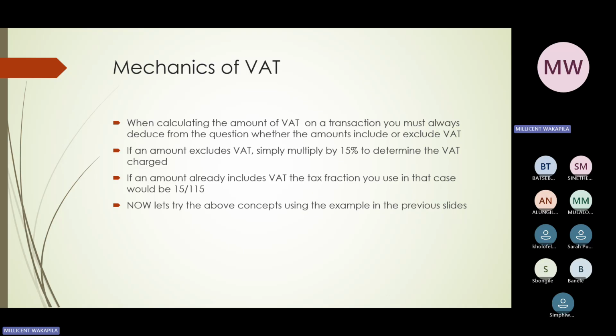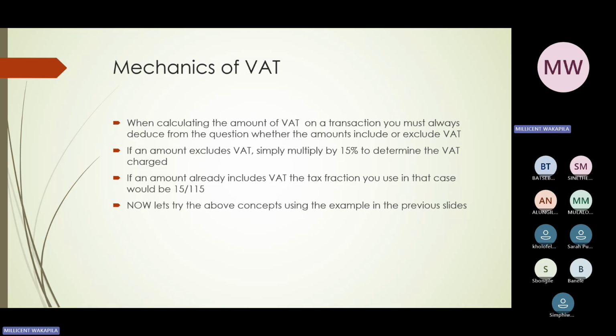If an amount excludes VAT, simply multiply by 15% to determine the VAT charged, right? That's the first thing. If an amount already includes VAT, the tax fraction you use in that case would be 15 over 115, right? And I think I've already explained why it's 115, but if you don't understand it as of now, just put it in your head that when it includes VAT, the tax fraction is 15 over 115.